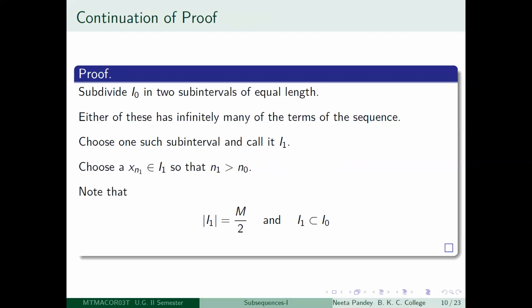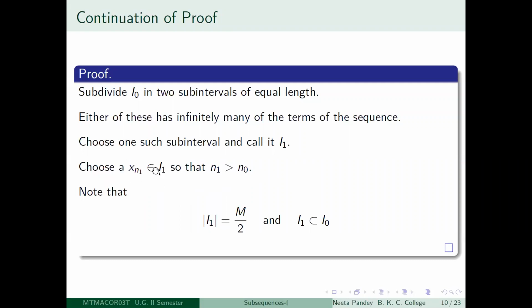And how many terms of the sequence are less than the n0th term? There are only finitely many. So you can always get a term of the sequence indexed by n1, say, where n1 is greater than n0, right? So you choose such a term, call that xn1. So choose xn1 so that n1 is greater than n0.